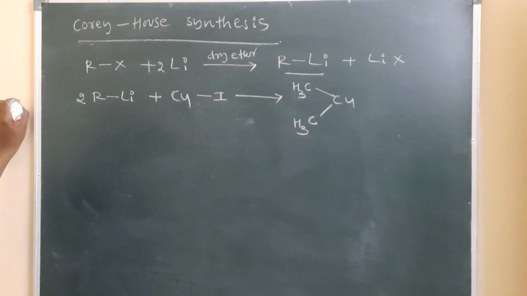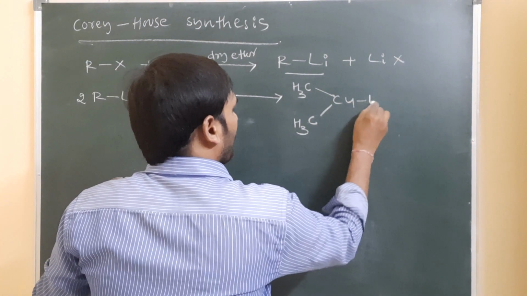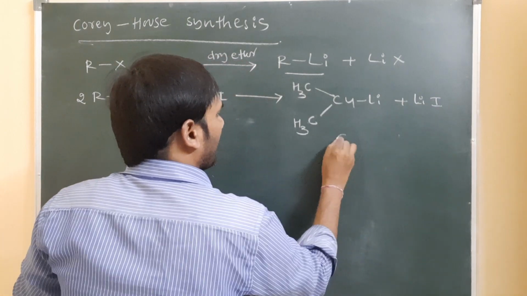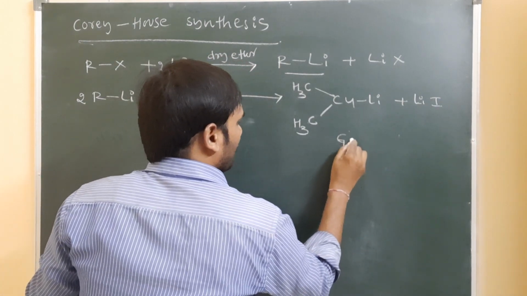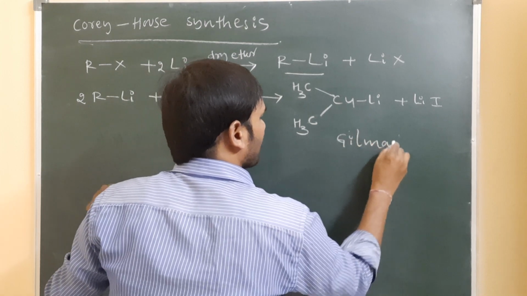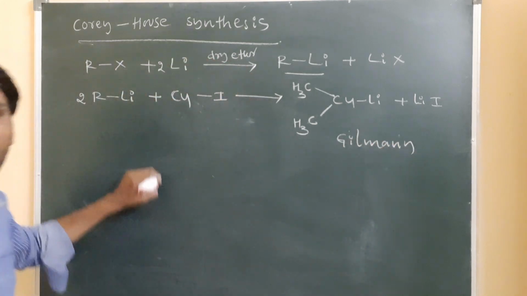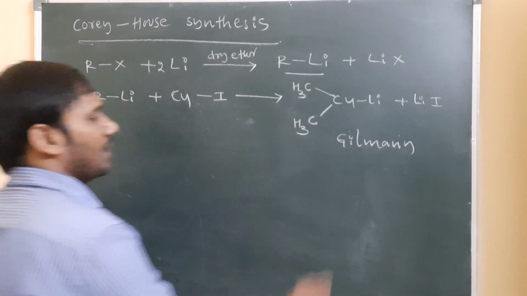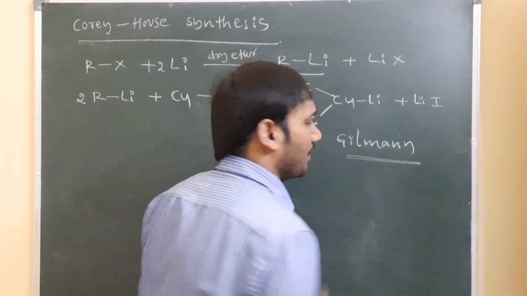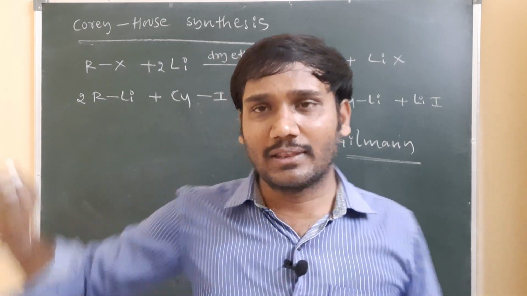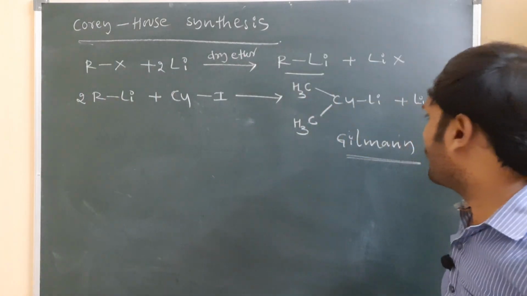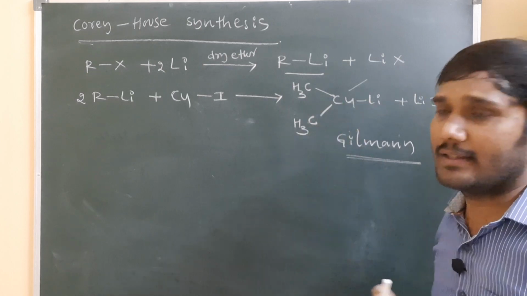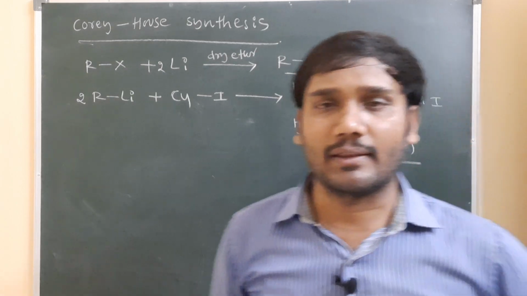2 moles of alkyl halide I am taking, and the product is forming lithium iodide plus this, which we can say is Gilman's reagent. So what is the name here? We can say that is a Gilman's reagent. This is the Gilman's reagent we are using in the preparation of the alkane. So in this entire process, by using this Gilman reagent, we can prepare the alkanes.